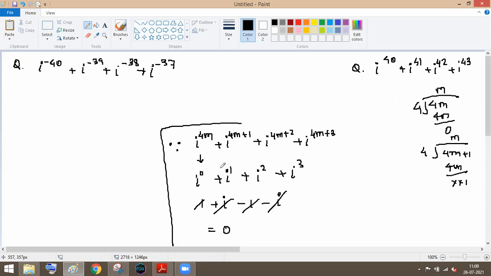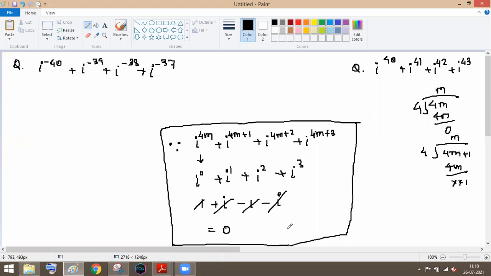So from here, can we conclude one thing, that if you take the sum of 4 consecutive powers of i, then the answer will always be equal to 0. So this is i to the power minus 40, minus 39, minus 38, and minus 37. So can we say it's the addition of 4 consecutive numbers? And that's why the answer for this question is 0. What about here? Directly we can write that the answer for that question is also 0. Understood?